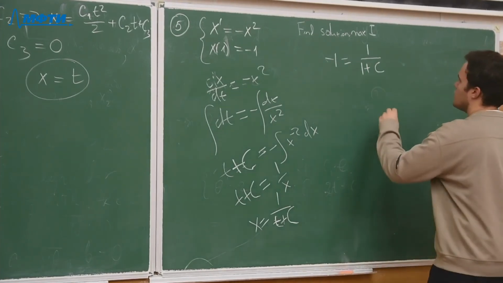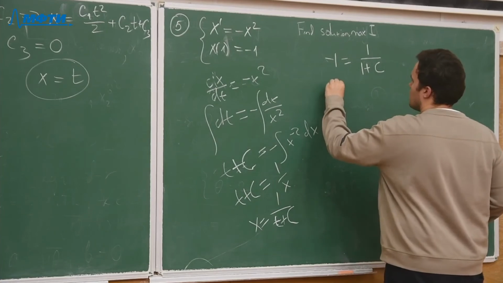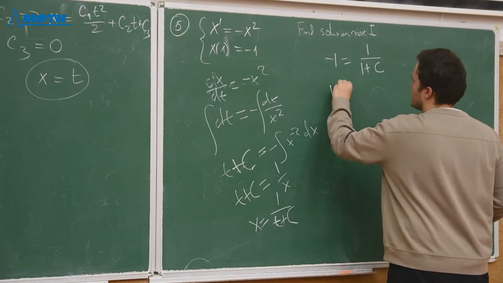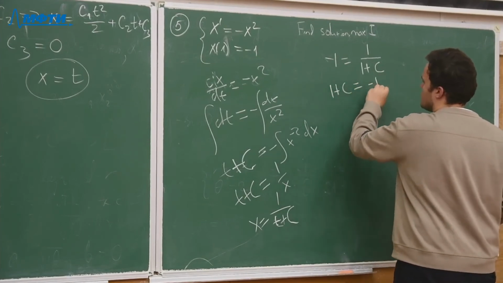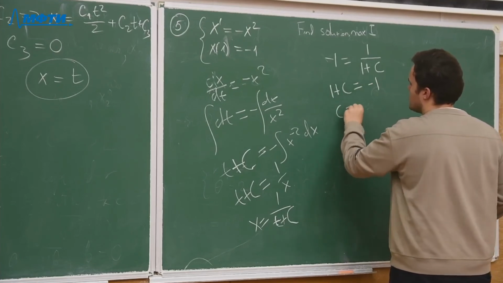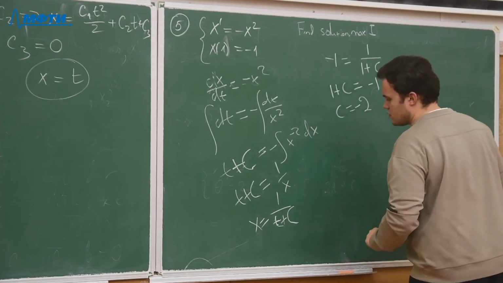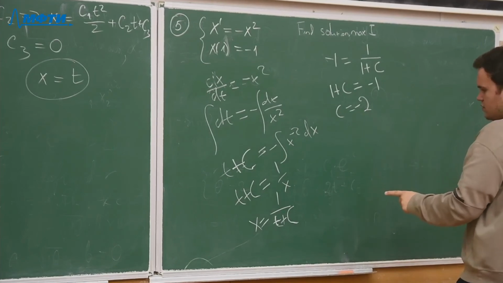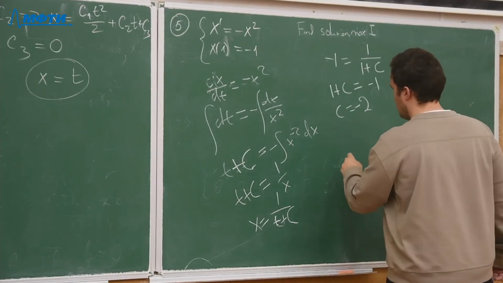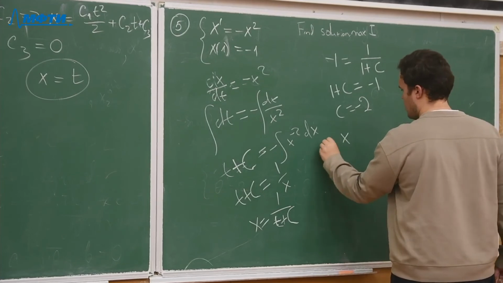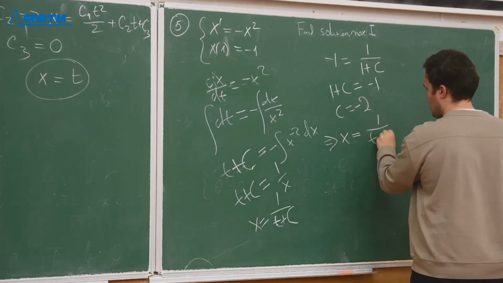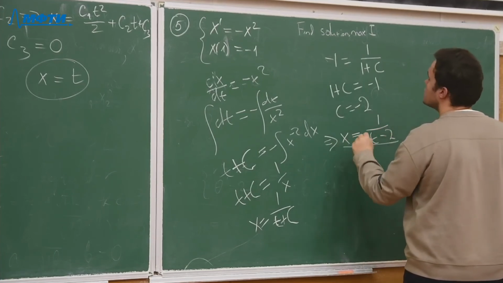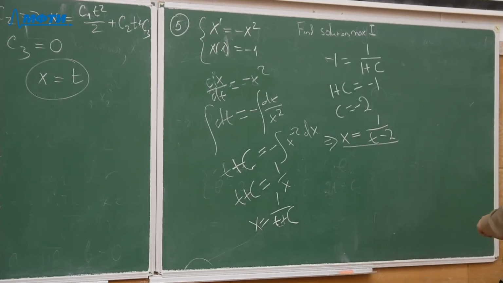Then solve this equation. Well, we just flip it. So 1 plus c equals minus 1, right? So c equals minus 2, correct. Then substitute. Plug it in there. This is a solution, and then the maximal interval.